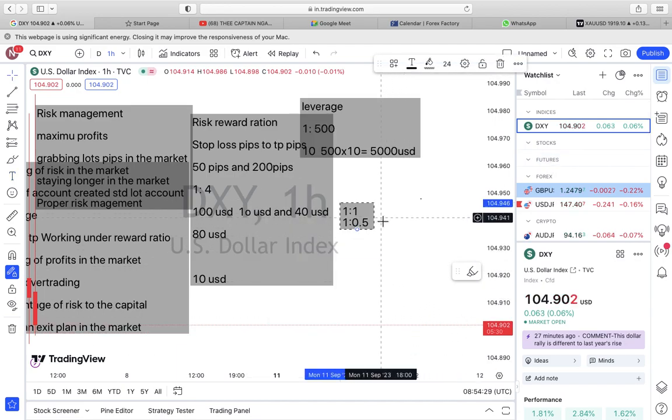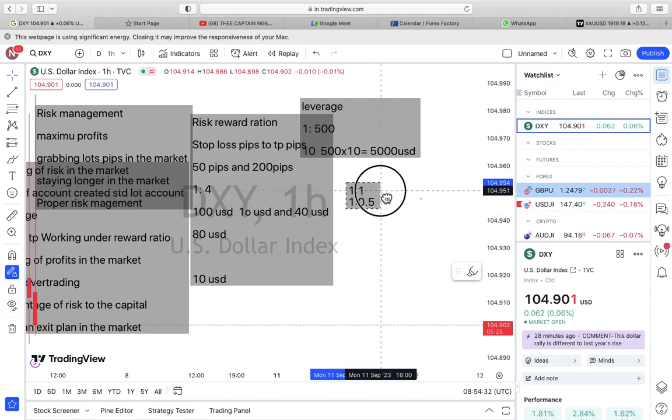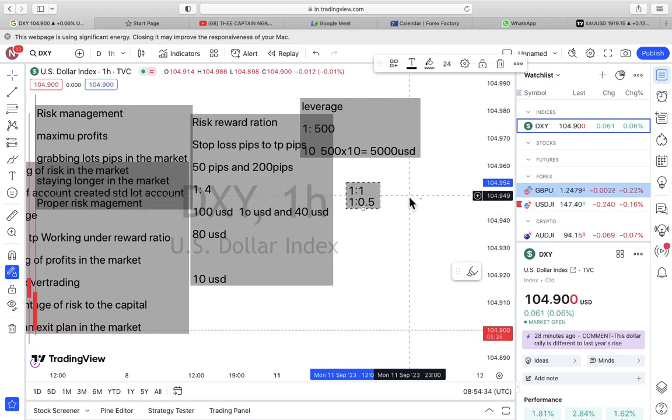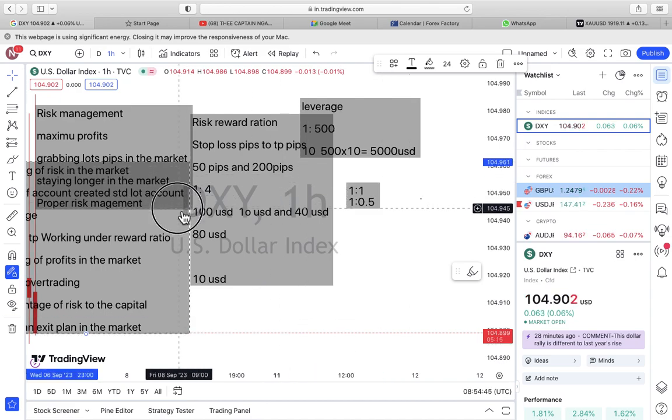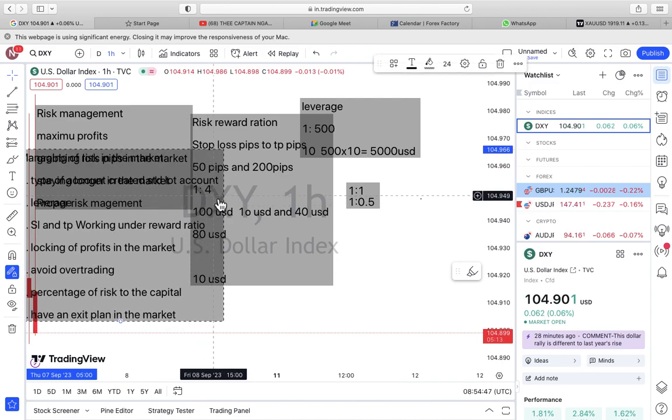Always establish a risk reward ratio. Measure your pips from the TP, the amount of pips you are willing to lose and the amount of pips you are willing to earn, and focus and place your trade efficiently. I've talked about risk reward ratio.